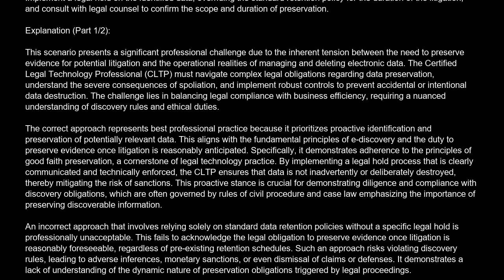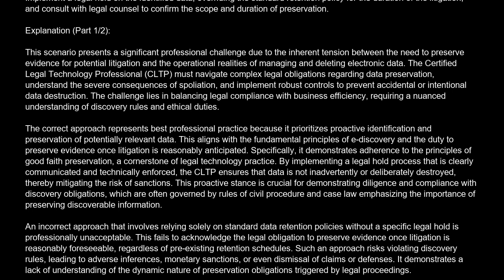The Certified Legal Technology Professional, CLTP, must navigate complex legal obligations regarding data preservation, understand the severe consequences of spoliation, and implement robust controls to prevent accidental or intentional data destruction. The challenge lies in balancing legal compliance with business efficiency, requiring a nuanced understanding of discovery rules and ethical duties. The correct approach represents best professional practice because it prioritizes proactive identification and preservation of potentially relevant data. This aligns with the fundamental principles of e-discovery and the duty to preserve evidence once litigation is reasonably anticipated.